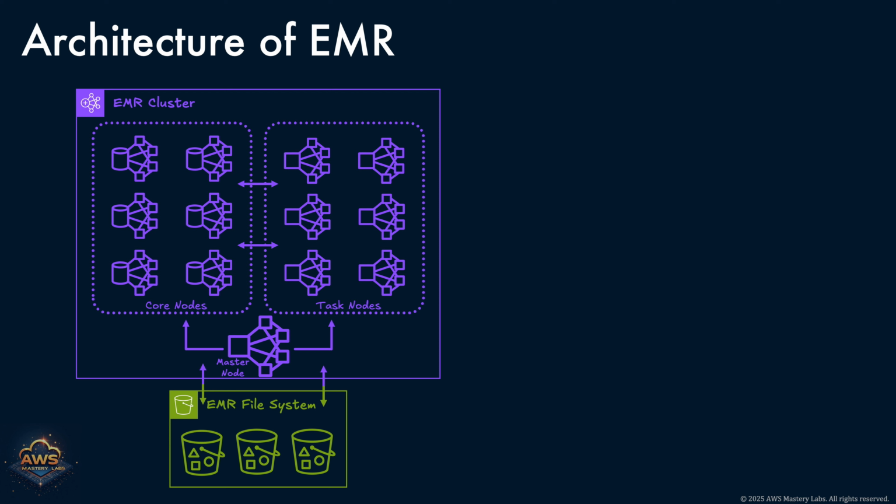The cluster interfaces seamlessly with the EMR file system, which connects to Amazon S3. Here you see storage buckets representing persistent storage for input datasets, intermediate processing results, and final output, allowing EMR to scale beyond the limitations of local storage and to persist data even if the cluster is terminated.